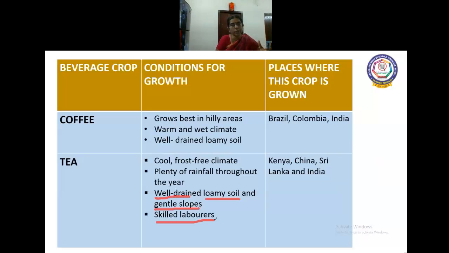So the conditions for growth of tea are: we need a cool, frost-free climate. That is, the time available for crop production is called a frost-free period. And plenty of rainfall. And also water should not be stagnated or logged. And well-drained loamy soil and gentle slopes. It will be grown on the slopes, and skilled laborers are required.